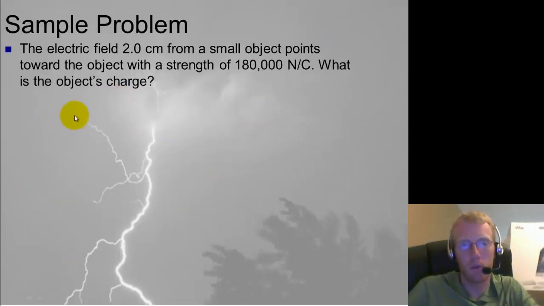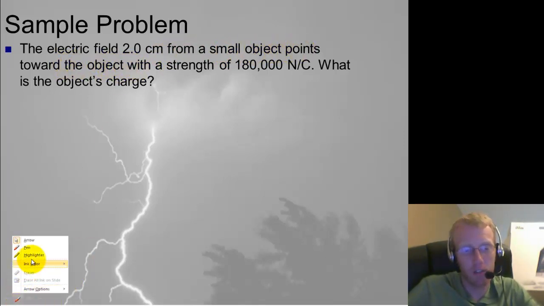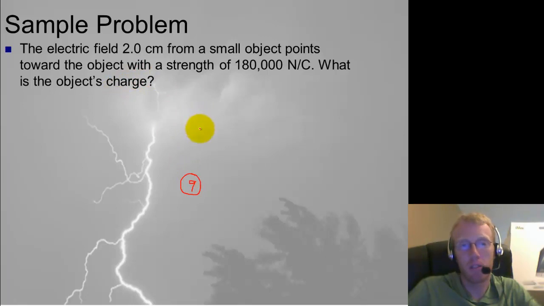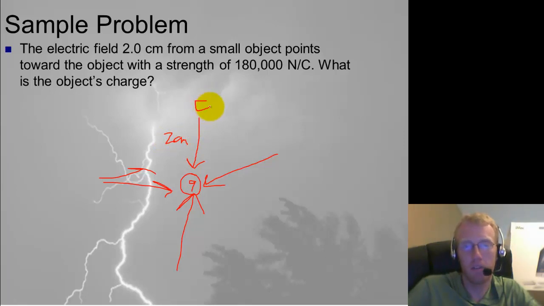Okay, so let's do a quick sample problem. The electric field 2 centimeters away from a small object points towards the object and has a strength given by 180,000 newtons per coulomb. What is the object's charge? So we've got a little object here. The field points radially towards it. So no matter where we are, we're pointing in like this. So 2 centimeters away, say 2 centimeters, we've got an E field at this point. So the formula is kq over r squared. What is the object's charge?